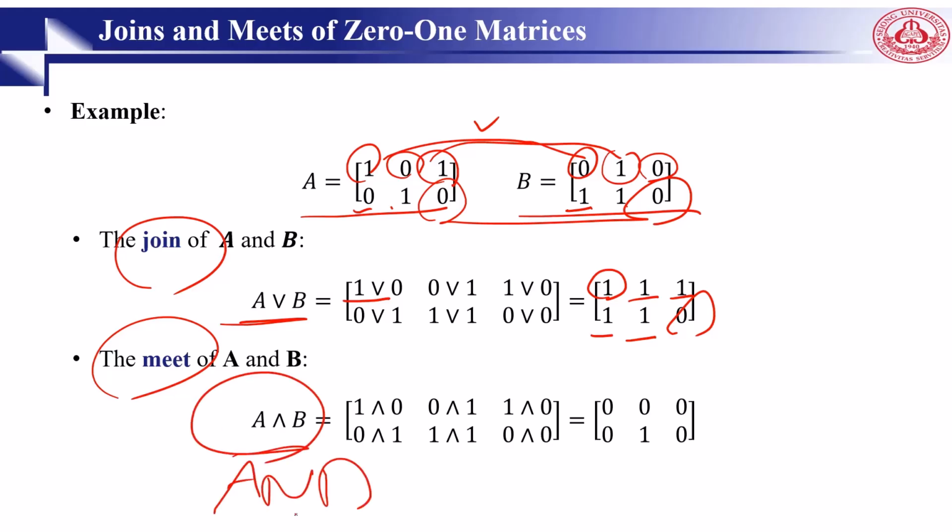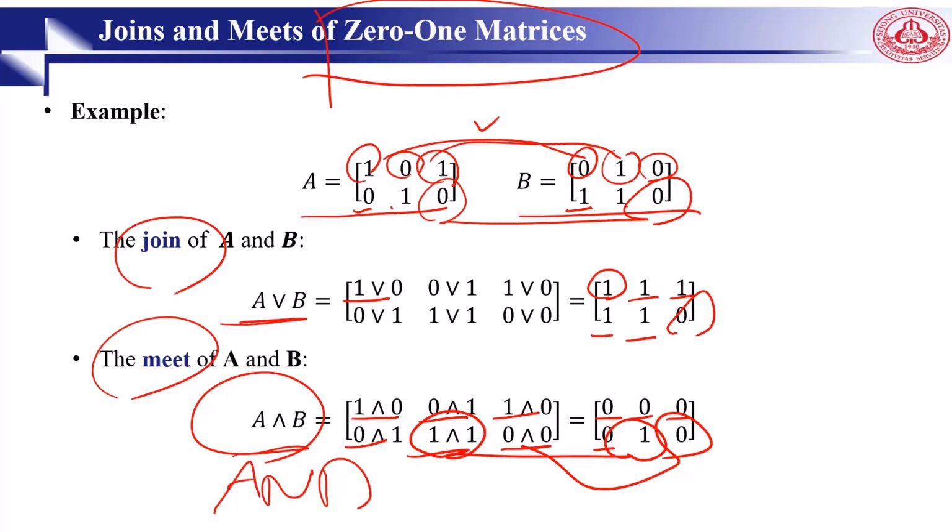And meet is simply AND. So 1 and 0, 0. 0 and 1, 0. 1 and 0, 0. 0 and 1, 0. 1 and 1, 1. 0 and 0, 0. This is the definition of joins and meets for 0, 1 matrices. You should remember that this is applicable to 0, 1 matrices, not to all.